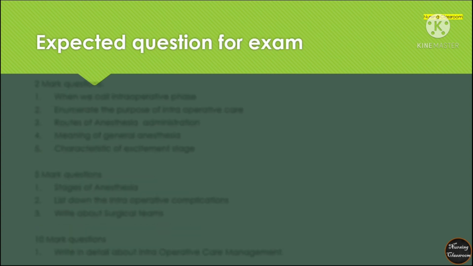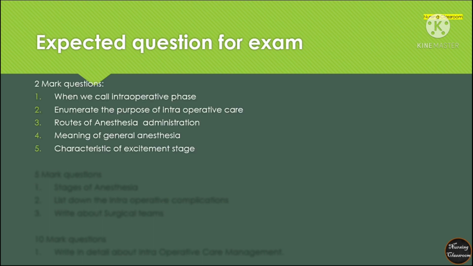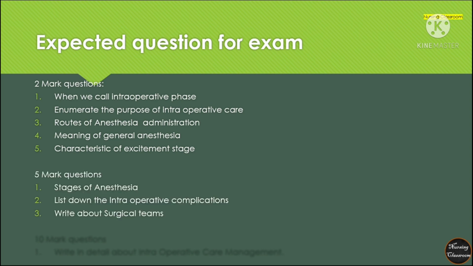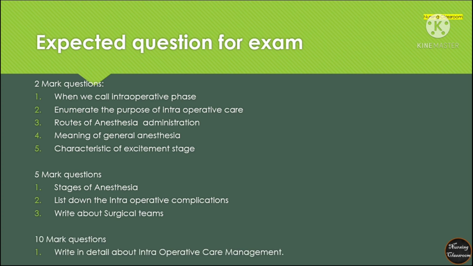Finally, let's have a quick look at some of the common questions. 2 more questions: What do we call the intraoperative phase? Enumerate the purpose of intraoperative care. Routes of anesthesia administration. Meaning of general anesthesia. Write characteristics of the excitement stage. 5 more questions: Stages of anesthesia. List down the intraoperative complications. Write about surgical teams. 10 more questions: Write in detail about intraoperative care management.